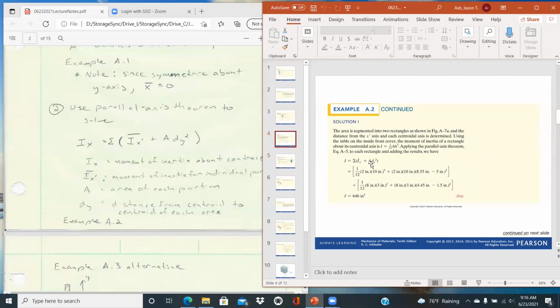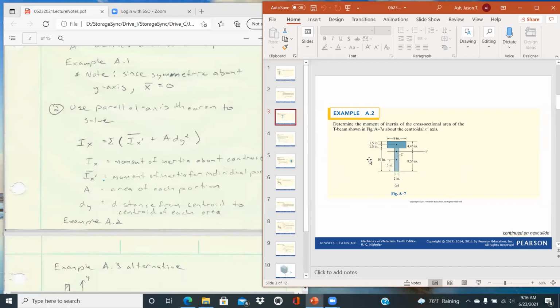And so slide 4 just kind of shows that then looking at that for each of the sections, and calculating the area moment of inertia out as 646 inches to the fourth. And so do go back and look at those numbers that they're using there. And again, as I was discussing that, I was just describing that for each one.